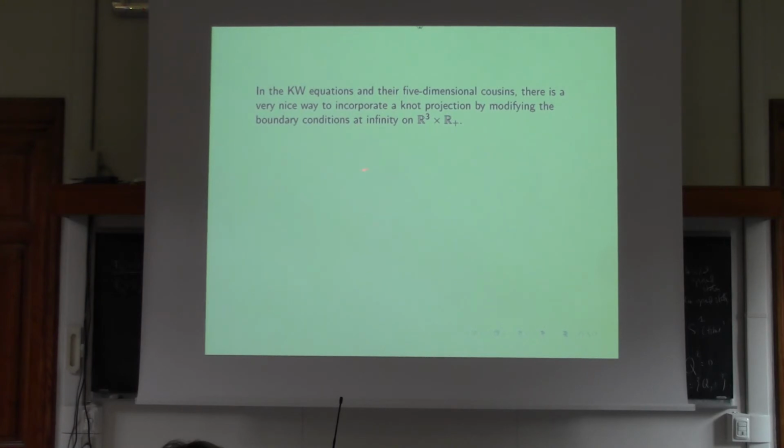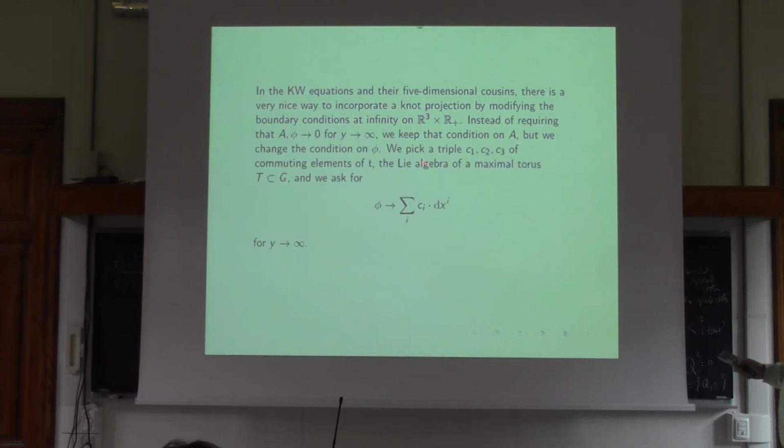So in the KW equations and also their five-dimensional cousins, there's a nice way to incorporate a knot projection by modifying the boundary conditions at infinity. Instead of asking that everything goes to zero at infinity, we keep that condition on the connection A, but we change the condition on phi. Physicists call this moving onto the Coulomb branch. We pick a triple of commuting elements of the Lie algebra of the maximal torus, and we ask for phi to approach a fixed triple as y goes to infinity.